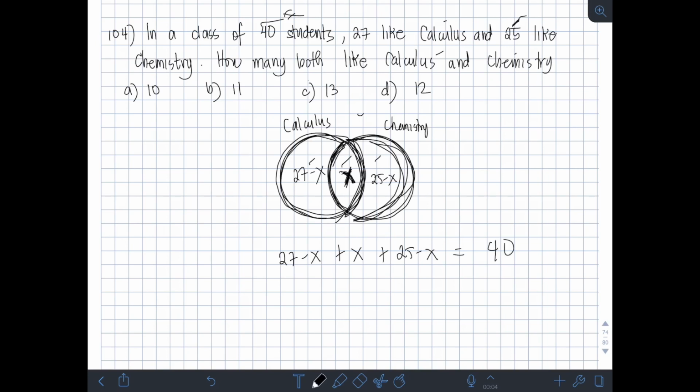So, solve for X. Cancel natin dito si X, magiging 27 plus 25 is 52 minus X is equal to 40. Transpose si X, transpose si 40, 52 minus 40 equals X. So, X is equal to 52 minus 40, 12. Therefore, X is 12. The answer is letter D.